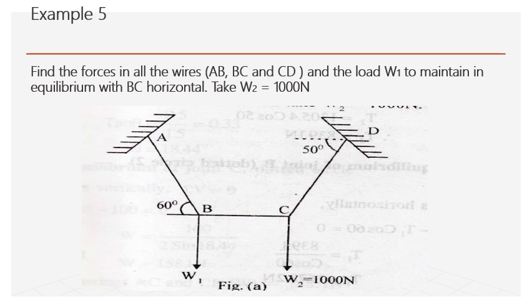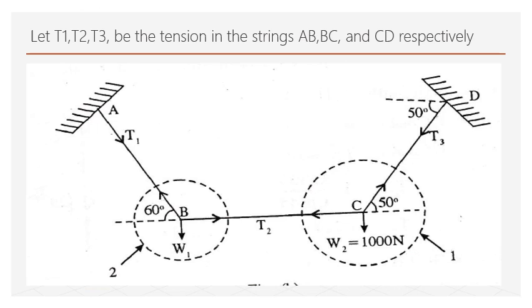These are strings. Just now I told what kind of forces strings are subjected to: only tensile forces. Let's see in the next diagram how to solve this problem. Let T1 be the tension in the string AB, T2 be the tension in the string BC, and T3 be the tension in the string CD. You can see at the joint B and the joint C, two dotted circles are drawn. We are considering these joints to draw the free body diagram.